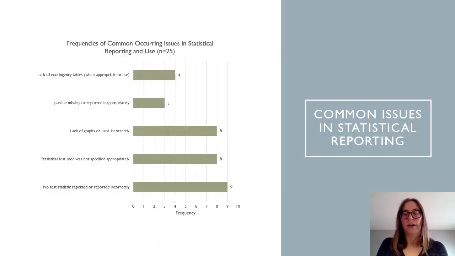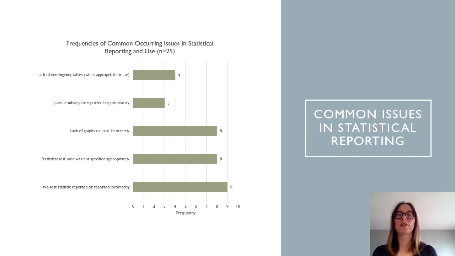The last result that we have here is looking at the common issues in statistical reporting. So the most common issue is that no test statistic was reported, or it was reported incorrectly. The next two most common statistical reporting problems were lack of graphs, or the graphs were used incorrectly, or the statistical test used in their analysis was not specified appropriately.